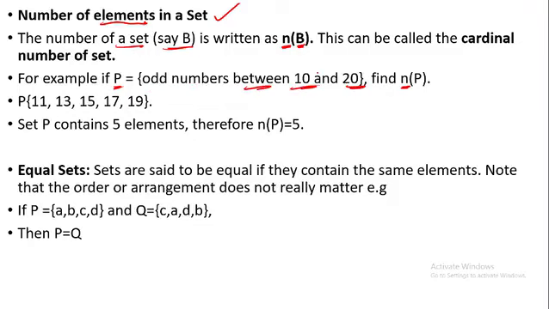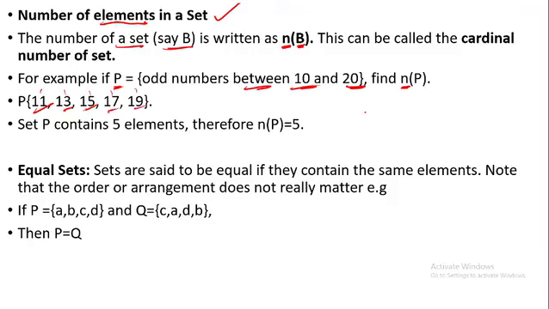So all we need to do now is write down the numbers between 10 and 20: 10, 11, 12, 13, 14 till 20. Then in that set, we pick out the odd numbers. 11 is an odd number. Odd numbers are those numbers that cannot be divided by 2. So we have 11, 13, 15, 17, 19. How many are there? We count 1, 2, 3, 4, 5.